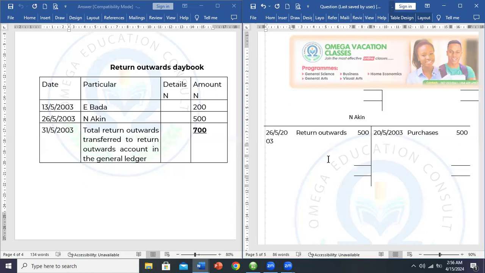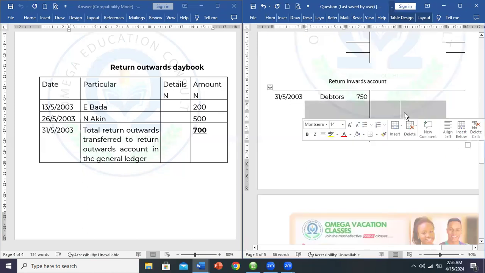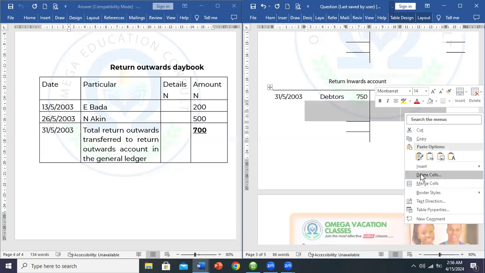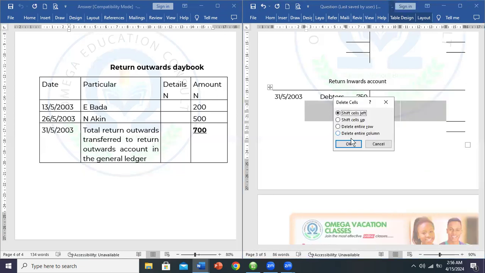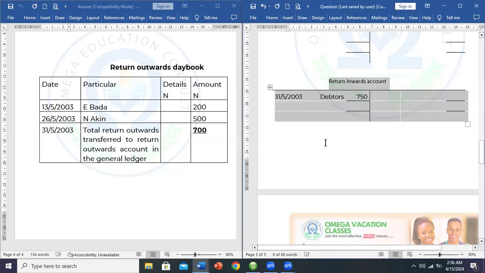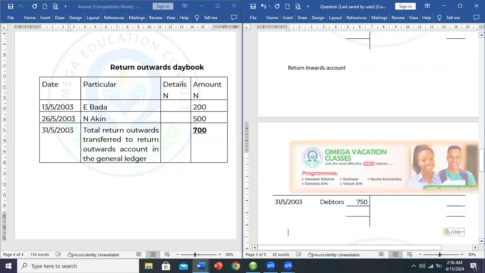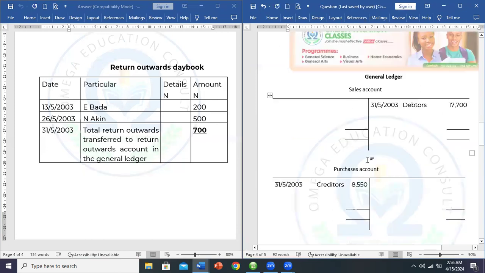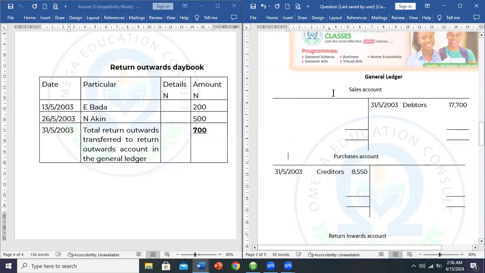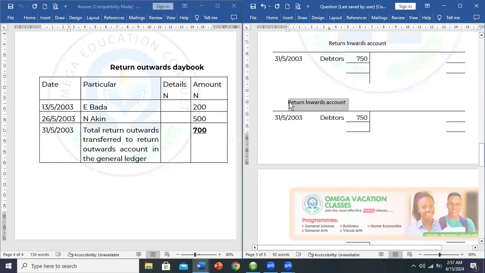And this is my general ledger where I have my sales, purchases, returns. So I finally need one extra account, which is the return outwards. So let me copy this one and paste it here for my return outwards account. Okay, so return outwards account.